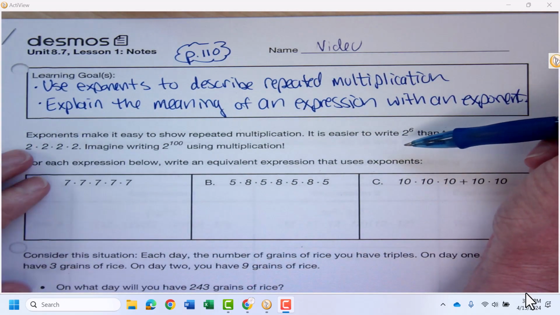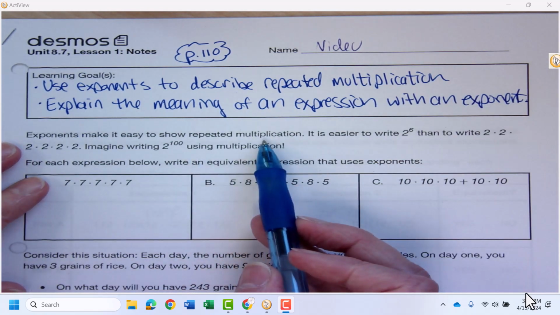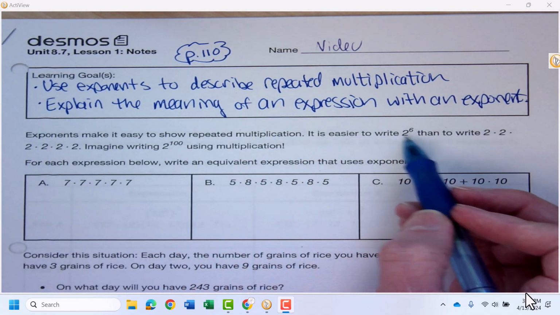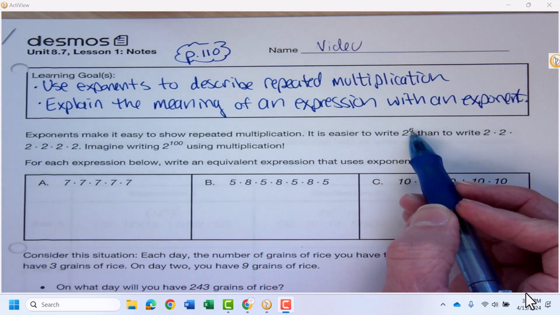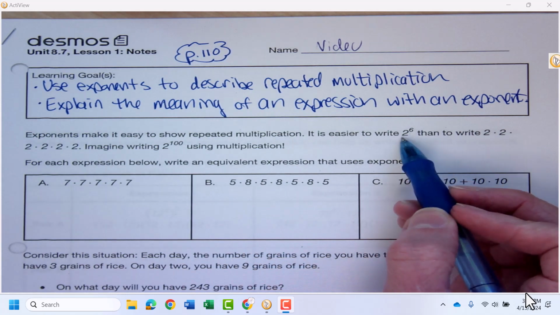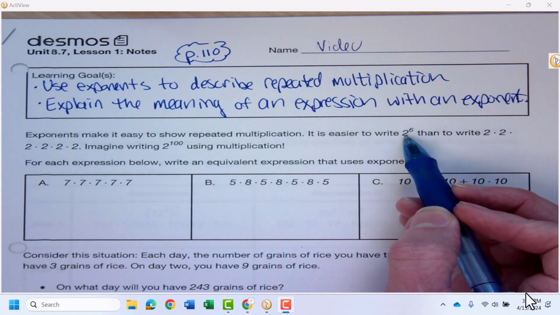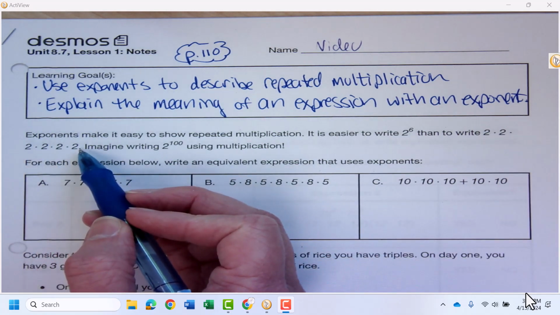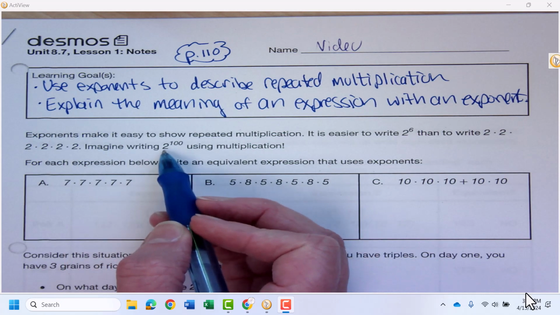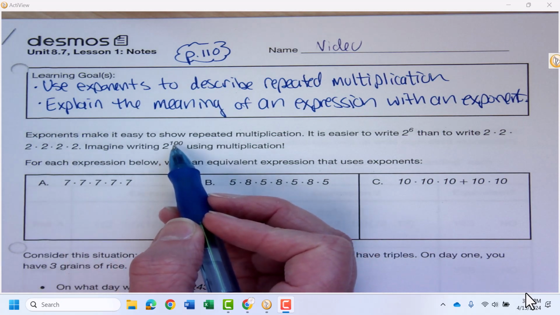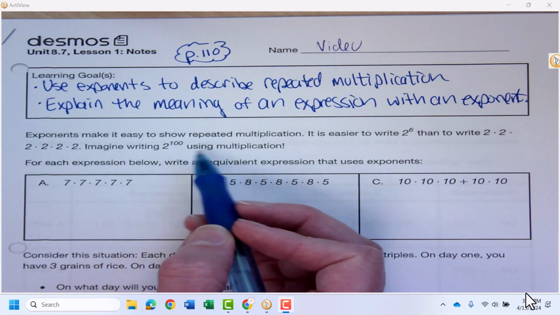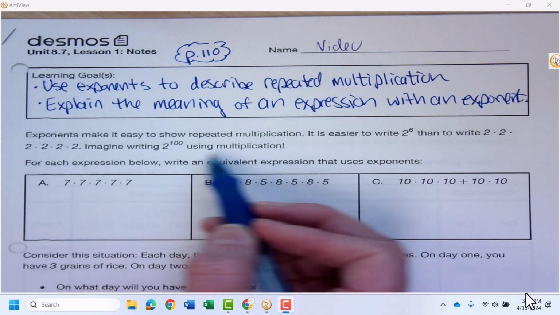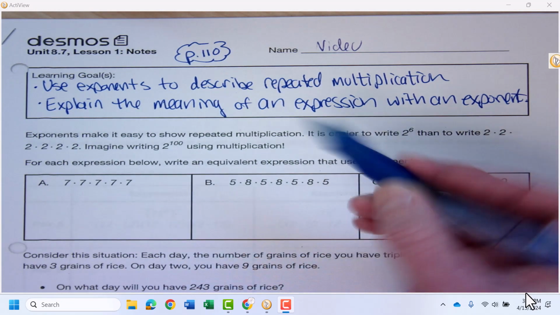Now, exponents make it easy to show repeated multiplication. It is a lot easier to write 2 to the 6th power than to write 2 out as a factor 6 times. 2 times 2 times 2 times 2 times 2 times 2. I mean, 6 is bad enough, but imagine writing 2 to the 100th power. 2 times 2 times 2 times 2 times 2, on and on and on, 100 times with 2 as a factor.